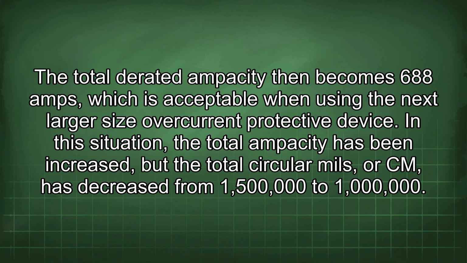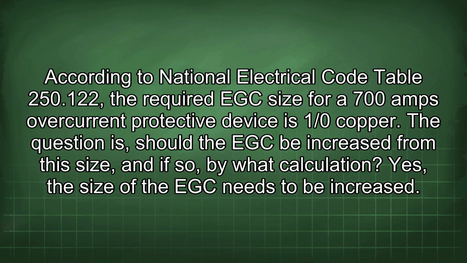In this situation, the total ampacity has been increased, but the total circular mils, or cm, has decreased from 1,500,000 to 1 million. According to National Electrical Code Table 250.122, the required EGC size for a 700 amps overcurrent protective device is 1/0 copper. The question is, should the EGC be increased from this size, and if so, by what calculation?